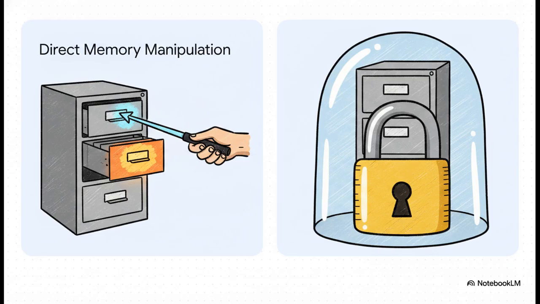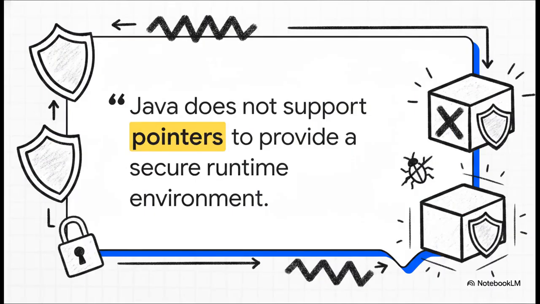You can point directly to exactly where a variable lives in the computer's physical memory. Java, however, explicitly excludes pointers. It completely and deliberately hides memory addresses from the developer. The source material actually puts it perfectly, stating that Java does not support pointers in order to provide a, quote, secure runtime environment and to eliminate complexity. Java's entire core philosophy prioritizes safety above all else.